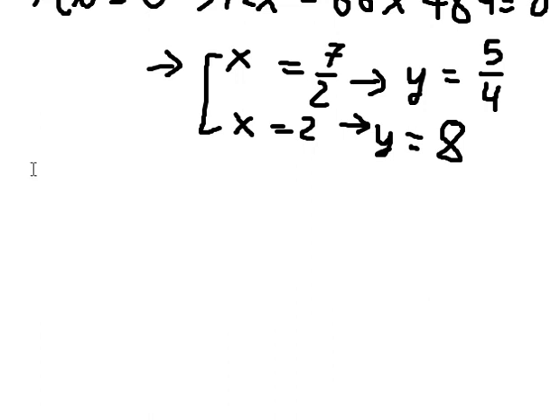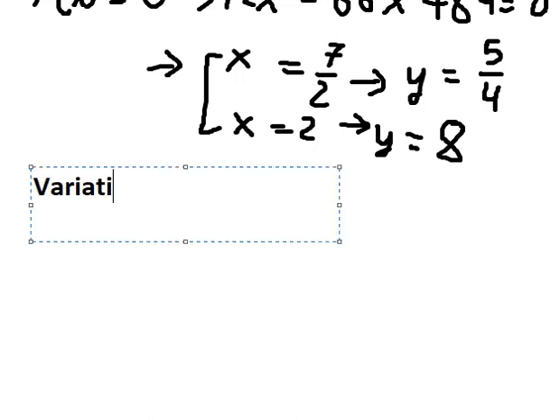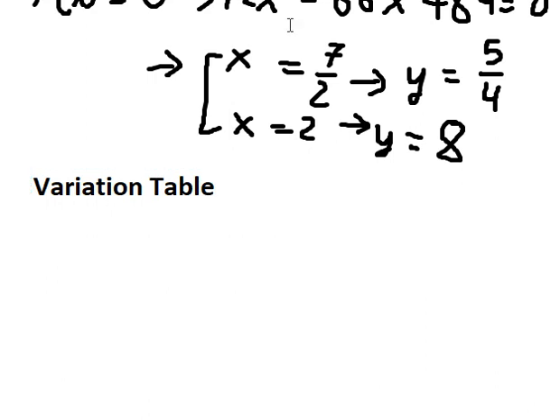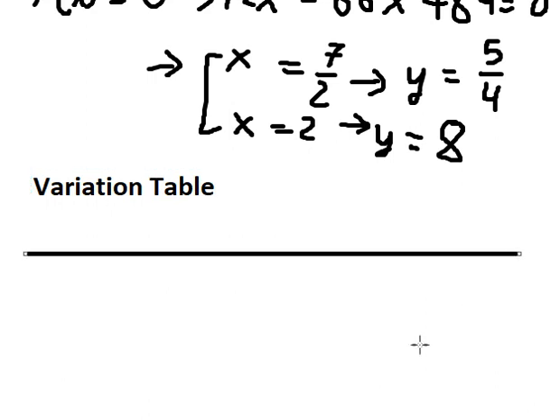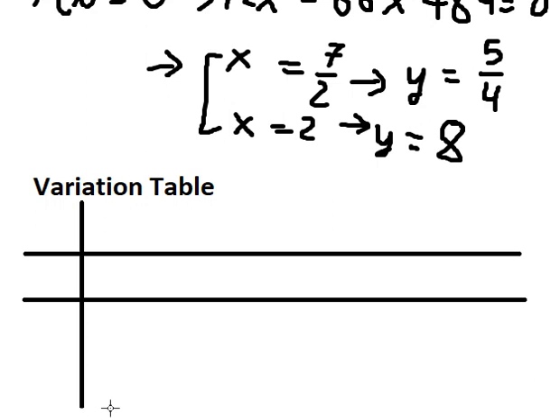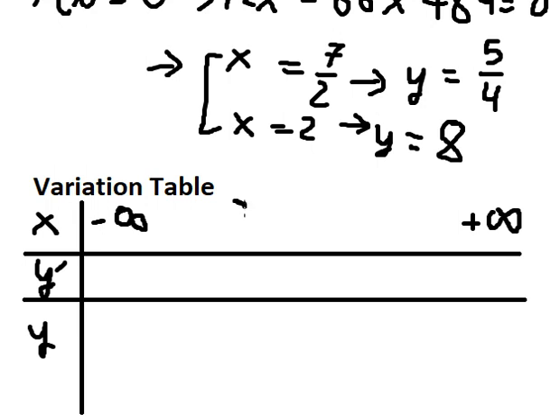So we can use a variation table. We need to draw the table in here. So we have from negative infinity to positive infinity. We have number 2 going here, and 7 over 2 going here. Because these are the critical values, you get number 0 and number 0.